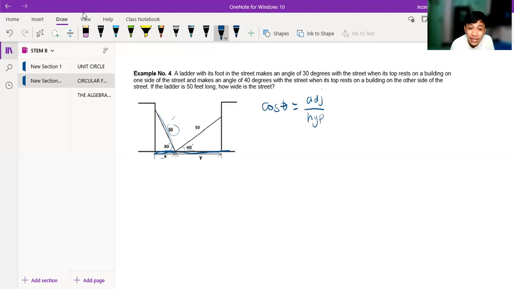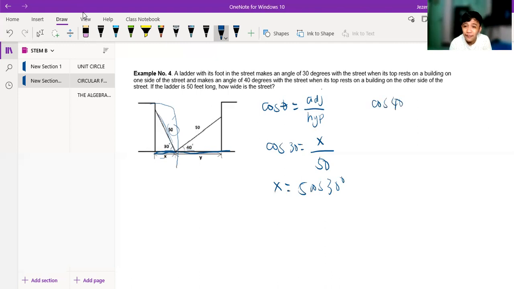Okay? So, unahin natin itong side na ito. So, cosine 30 degrees is equal to, ang adjacent natin is x over 50. So, therefore, x is equal to 50 cosine 30 degrees. Ito namang 40 degrees. So, cosine 40 degrees is equal to, ang adjacent natin is y over 50 pa rin. So, y is equal to 50 cosine 40 degrees. Okay? And how wide?